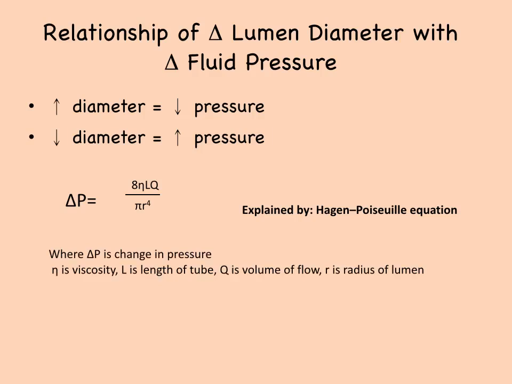It's explained by the Hagen-Poiseuille equation, where change of pressure, delta P, is equal to 8 times the viscosity of the fluid times the length times the volume of flow, all over pi times the radius to the 4th power. In general, there is no change in the length of the tube, the volume of flow, or the viscosity, which simply means that the change of pressure is going to be proportional to 8 over pi r to the 4th, which means that any small change in the radius will lead to a drastic change in the pressure.